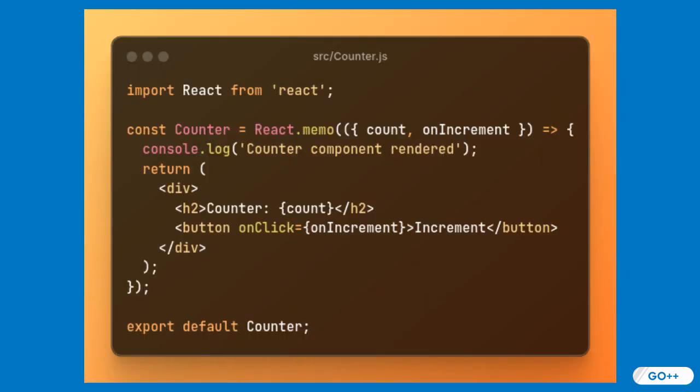Now, let's look at a practical example to see how React.memo works in action. Consider a simple React application that includes a counter component. In this example, the counter component is wrapped with React.memo to prevent unnecessary re-renders when unrelated state changes occur. In our app.js file, we have a state for the counter and another for toggling a Boolean value. The counter component only re-renders when the count changes, thanks to React.memo. This setup demonstrates how React.memo can optimize performance by limiting re-renders to only when necessary.